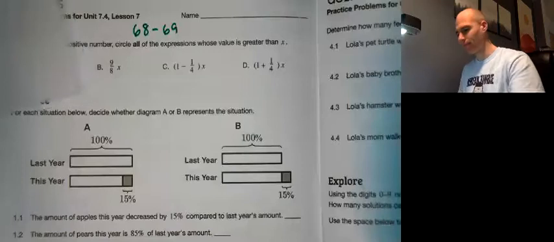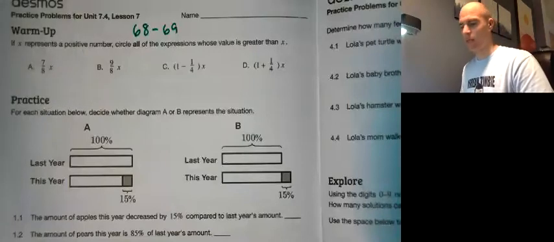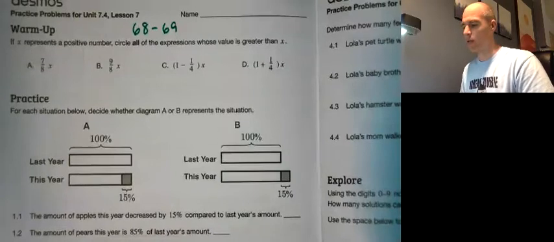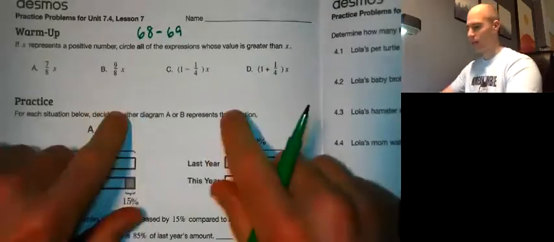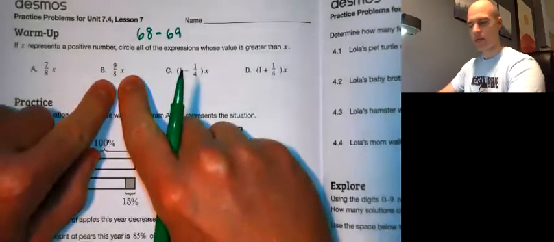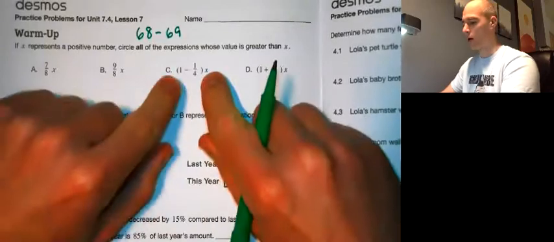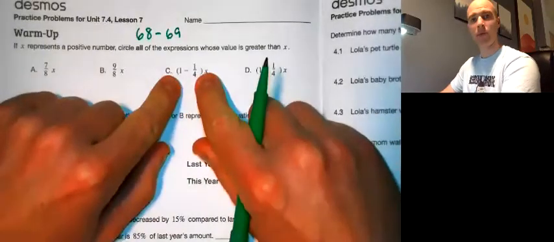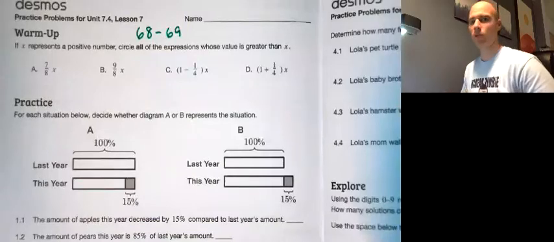Let's go ahead and get started. The warm-up says, if x represents a positive number, circle all of the expressions whose value would be greater than x. I see that in each one of these expressions, x is being multiplied by something. That's what it means when you put a number right up next to a variable, or when you put a variable right up against some other expression inside parentheses. The parentheses tell you to multiply as well.